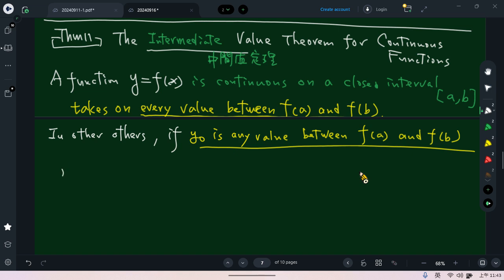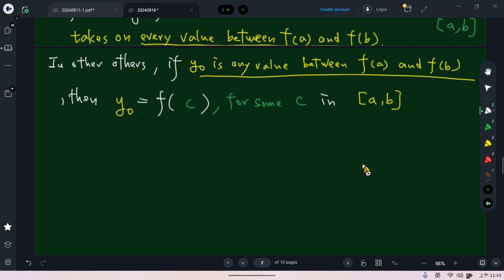Then y0 must be f of c, for some c in (a, b). So let me just draw a picture for you, to show that the function is continuous.